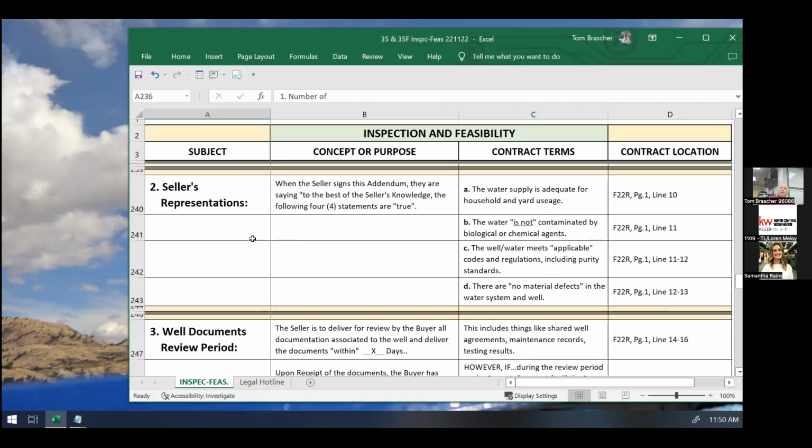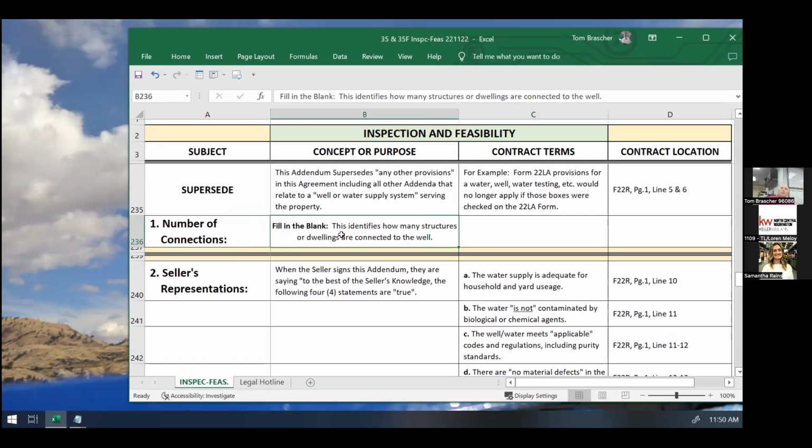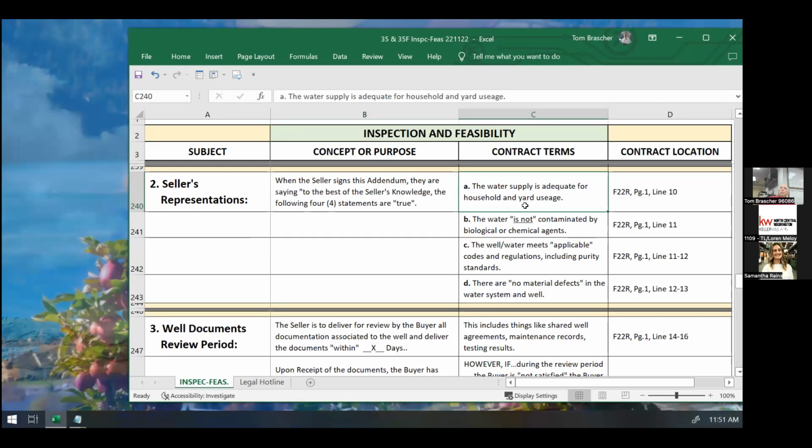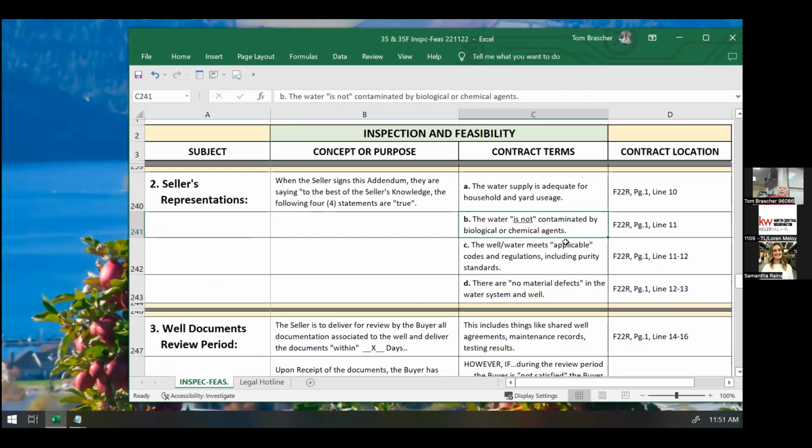The form asks how many connections, whether there's more than one party hooked into this well and using it. If that's the case, there needs to be a shared well agreement. There are seller representations in this form. When the seller signs this addendum, they're saying that to the best of their knowledge, the following 4 things: the water supply is adequate, water is not contaminated by biological or chemicals, the water well meets applicable codes, regulations, and purification standards, and there are no material defects in the water system itself, other than normal maintenance. In other words, there's not a busted pipe or something that's broken.